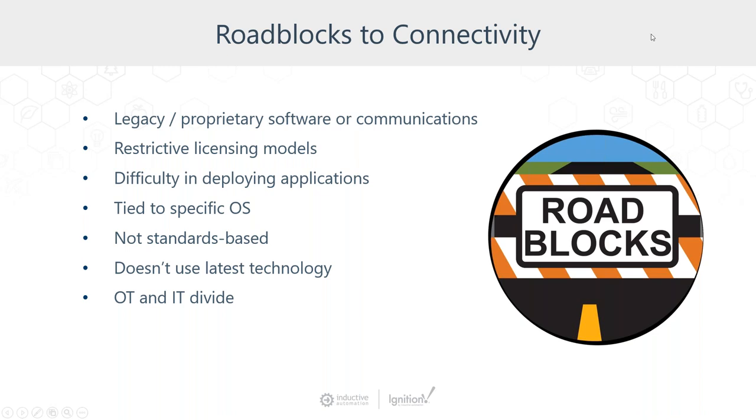If we're taking a look at the typical roadblocks, as I said, I used to work for a systems integrator, so I'm pretty familiar with these roadblocks. Legacy proprietary software or communications can be one of those significant roadblocks. Restrictive licensing models. If you're trying to use software and you want to open it up to lots of folks, sometimes it's per seat or per tag licensing. Difficulty in deploying applications, where there's separate client installs, or there could be different deployment rules that need to come into play, or different networking things that are difficult, or it's difficult to get security right.